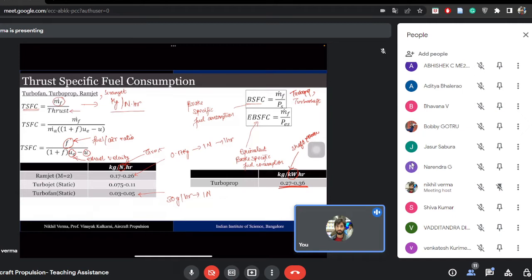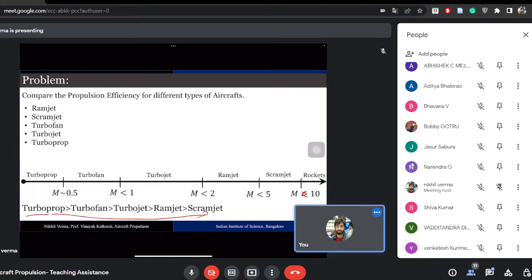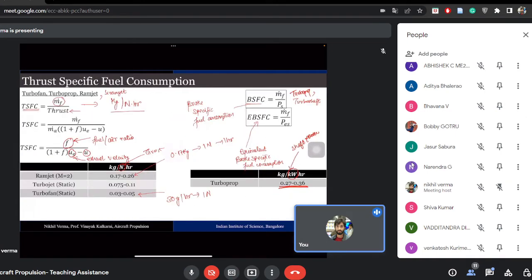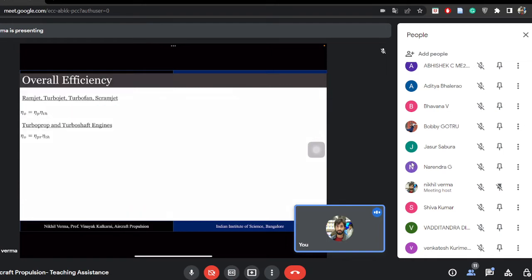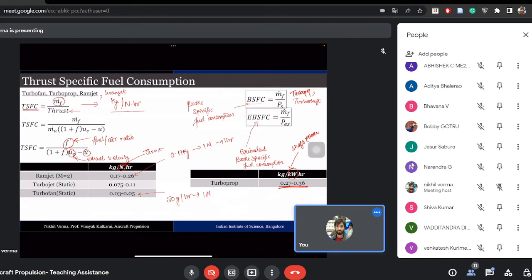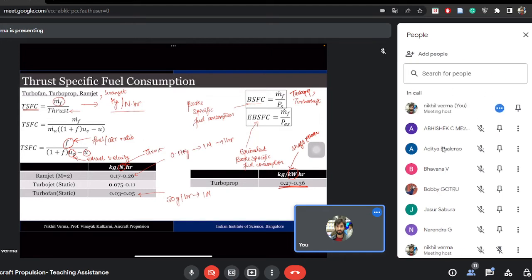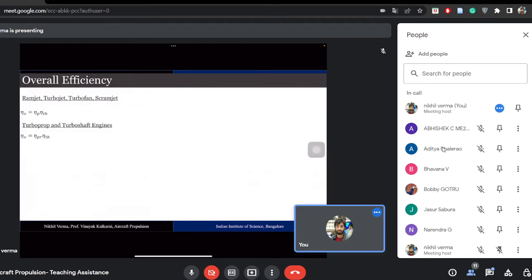It is very important to note these efficiencies, because in the later stages, when we are doing the cycle analysis of all the aircraft, these parameters will be utilized extensively. So it is important you have a good grasp of these quantities. So is it clear? Yes, yes. Okay. So yeah.